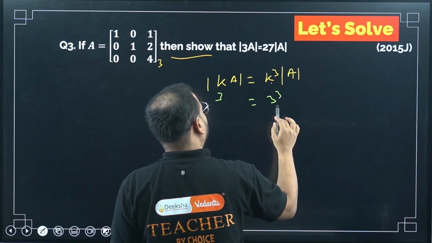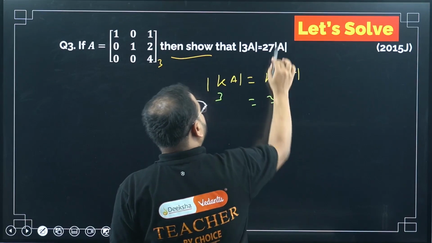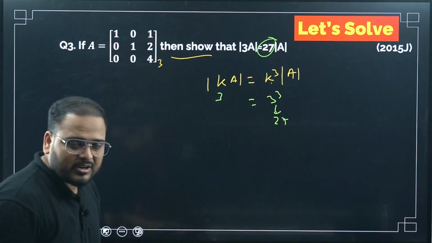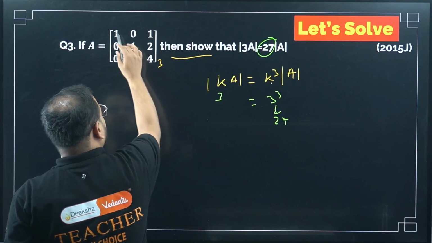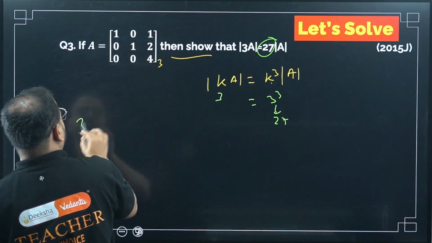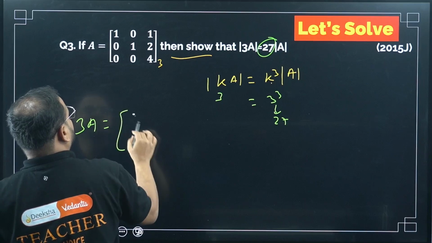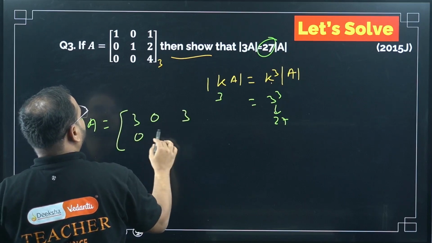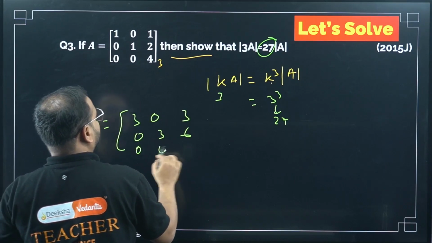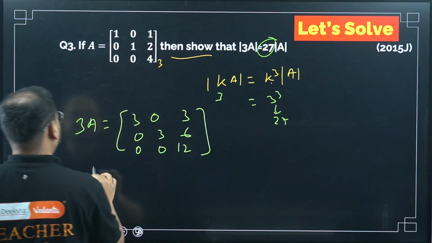3 power 3. How much is that going to be? 27. Same is written here. Otherwise, what else you have to do? Tell me. Multiply this with 3. So you'll get, if I have to write 3a, what am I going to get? 3, 0, 3, 0, 3, 6, 0, 0, 12, and find the determinant of 3a.